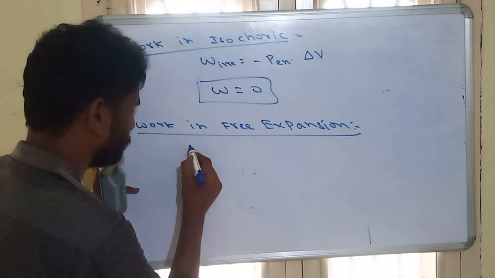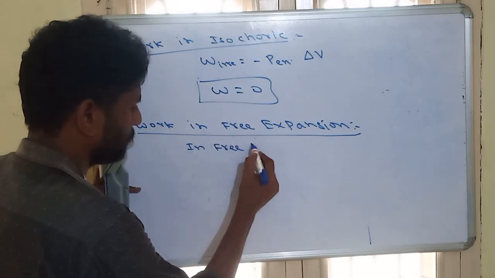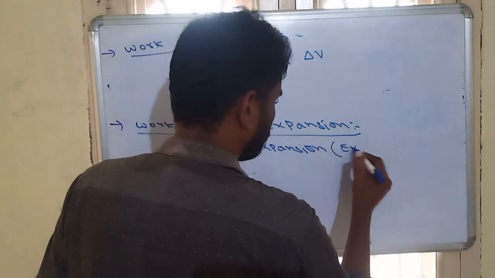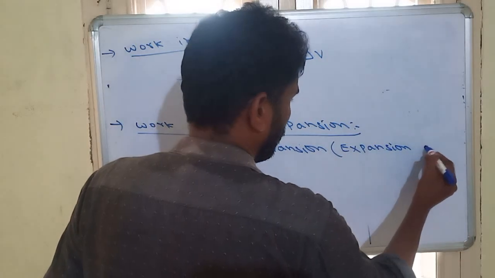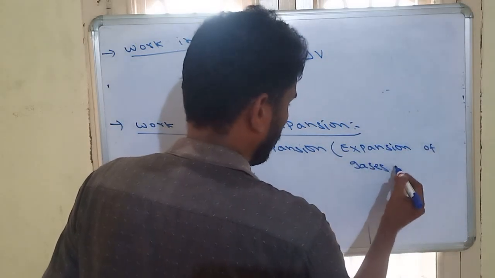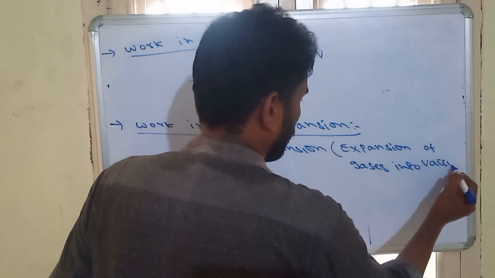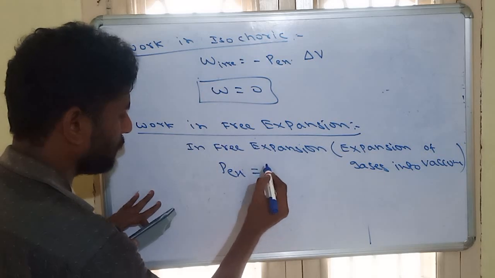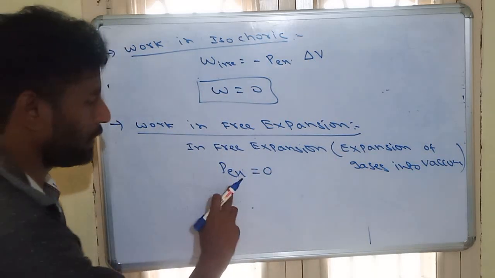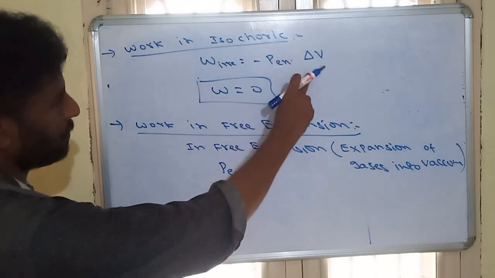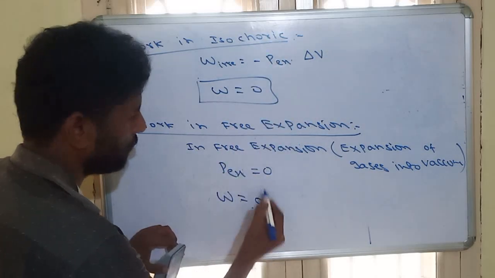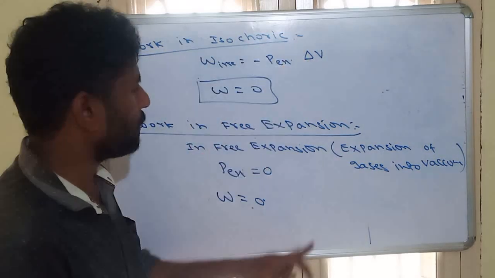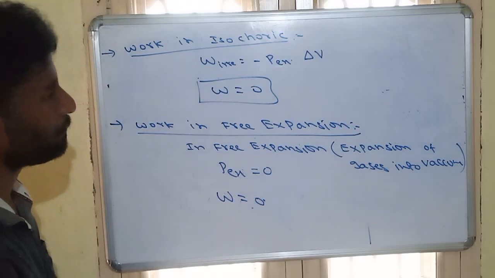In free expansion, meaning expansion of gases into vacuum, Px will be 0. There is no external pressure, Px will be 0. When Px is 0, 0 into something, again work is equal to 0. For free expansion, work is equal to 0. For an isochoric process, work is equal to 0.